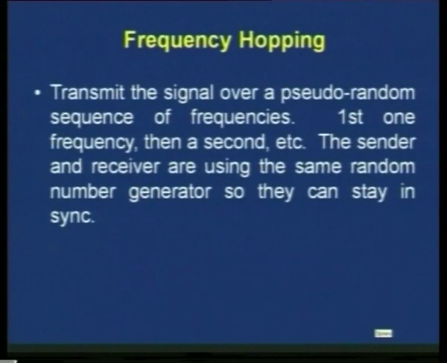There are 2 mechanisms that we use for achieving the spread spectrum, that is to spread the signal over a wider range of frequencies. So let us look at what happens in frequency hopping first. This is a very simple technique. What we do here is you transmit the signal over a pseudo-random sequence of frequencies. First you transmit on one frequency, then a second and so on. The sender and receiver are using the same random number generator, so they can stay in sync.